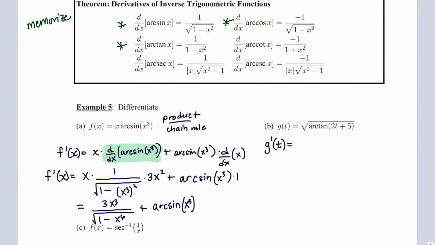First we'll have, let's go ahead and rewrite g as arctan of 2t plus 5, that whole quantity, to the 1/2. So we'll use the power rule and differentiate the power 1/2. We'll move the 1/2 down and leave everything else exactly the same. Make a new exponent of negative 1/2. So the input here is again just arctangent of 2t plus 5. Nothing changes there.